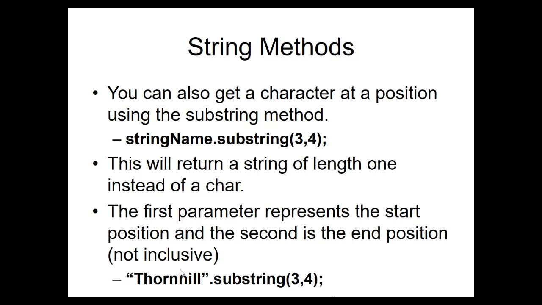So for the example here, if we take Thornhill, then we say dot substring(3, 4), it would go to the character at index 3, which is 0, 1, 2, 3, the R. And since it's not inclusive of the 4, it would only get you the R. But you can see how it's in double quotes, it returns you a string.